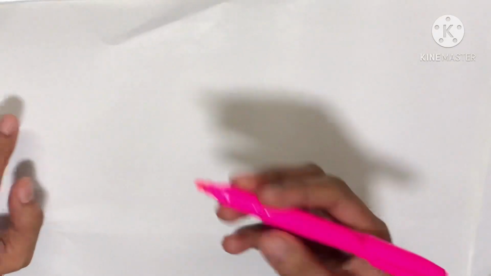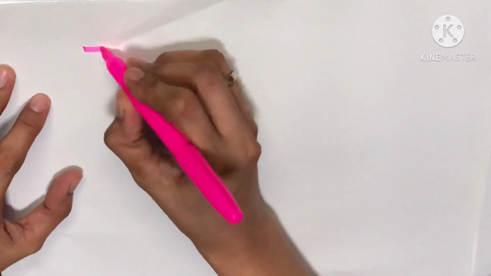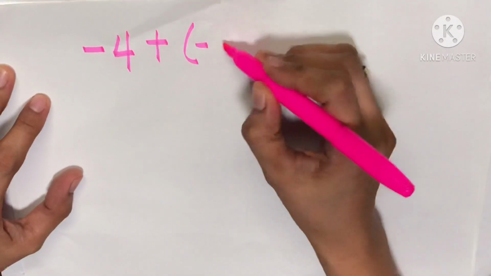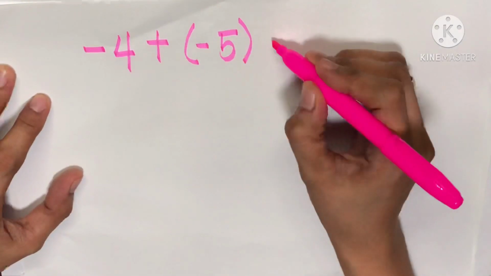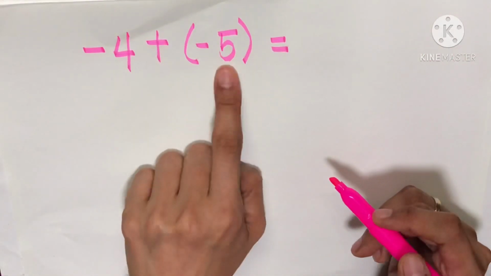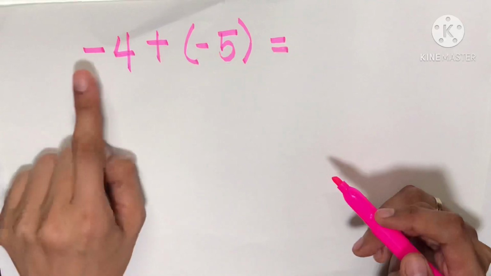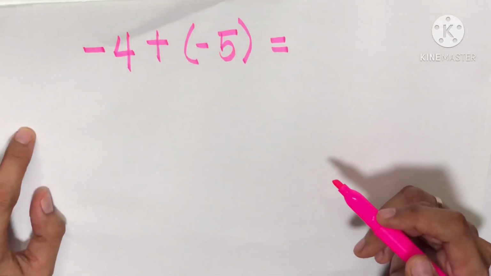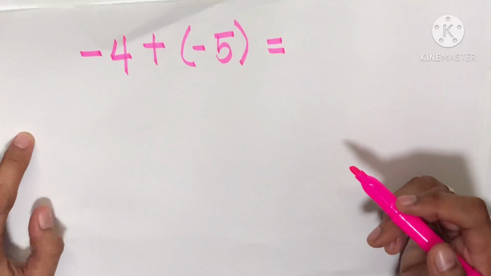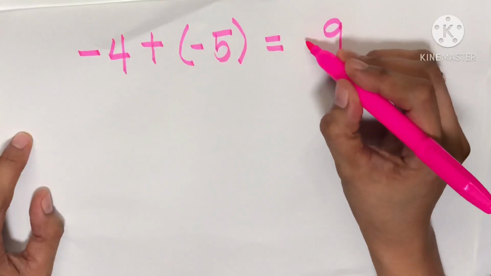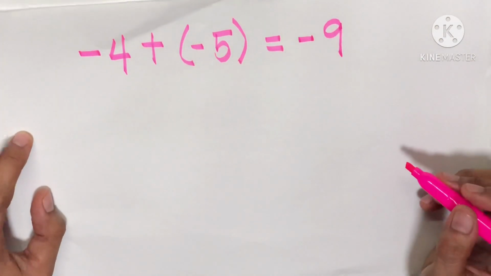Okay, we have another example. So we have here negative 4 plus negative 5. So notice that 4 has a negative sign and 5 has a negative sign. So they have same signs, which is negative. So we will just add 4 and 5. So we have 9 and then copy the common sign, which is negative.